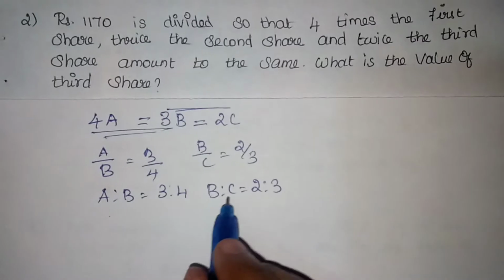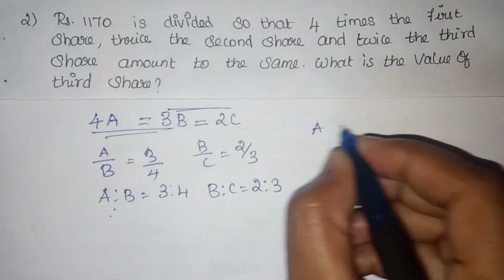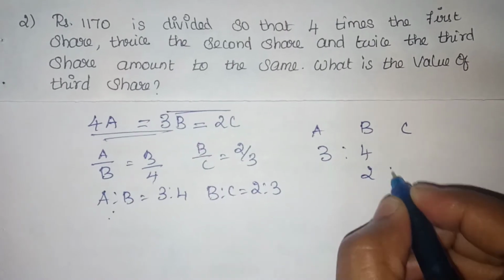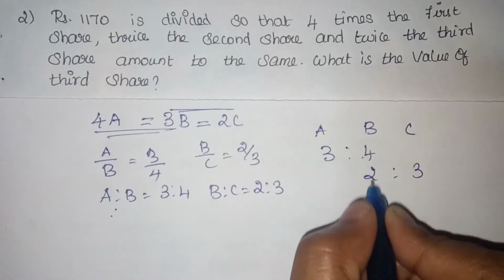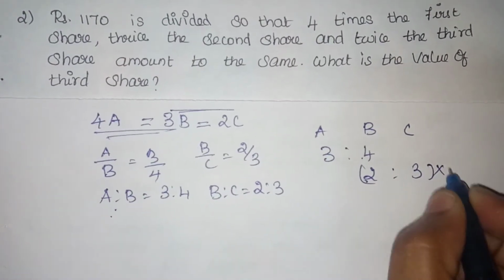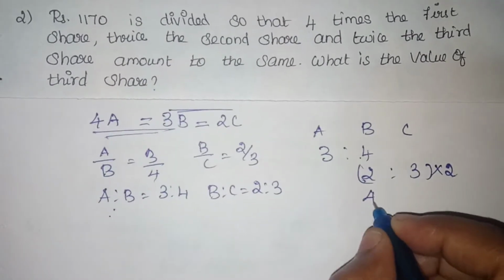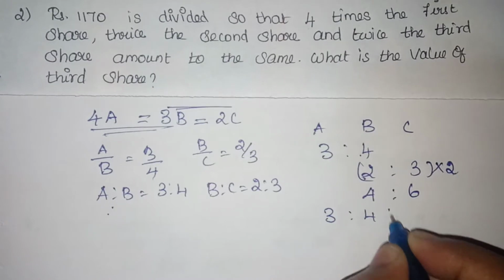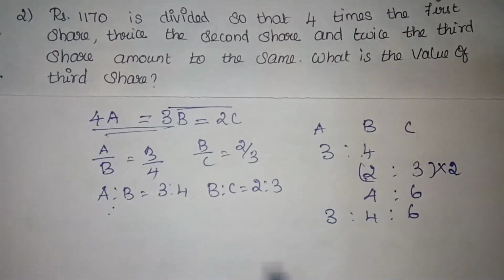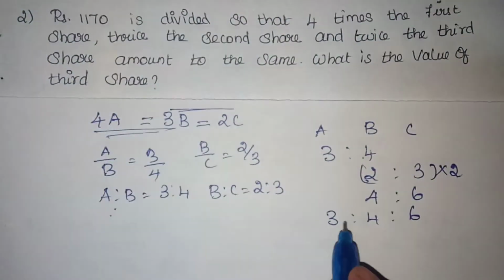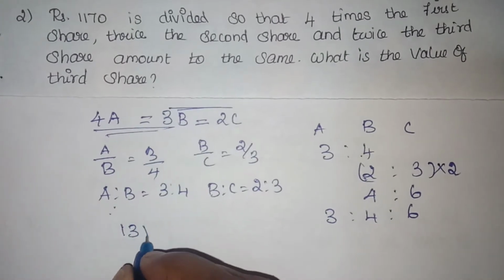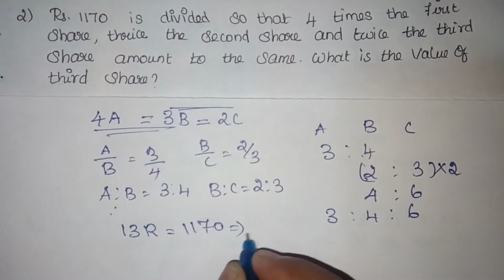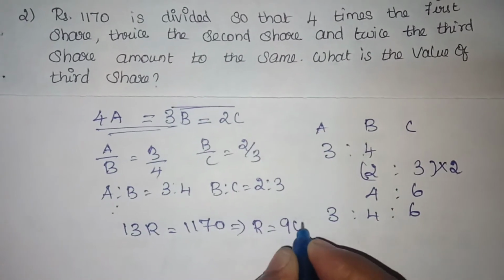So for that first we have to combine these two. A, B, C. So 3 is to 4, 2 is to 3. So here we have 4. To make this 4, I have to multiply this entire ratio with 2. So I'll get 4 is to 6. So now the ratio will be 3 is to 4 is to 6. So total ratio will be equal to total amount. Total ratio here is 13. So value of 13 ratio is 1170. From this I can say value of 1 ratio will be 90.